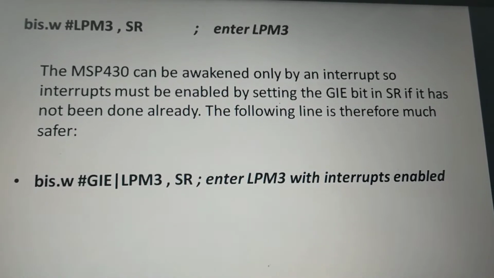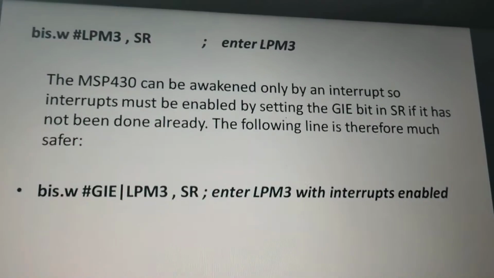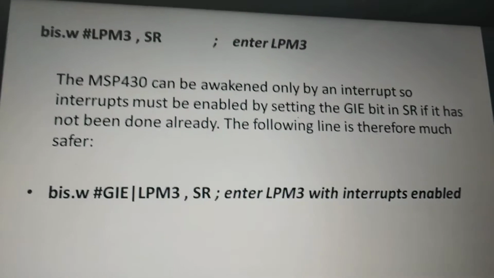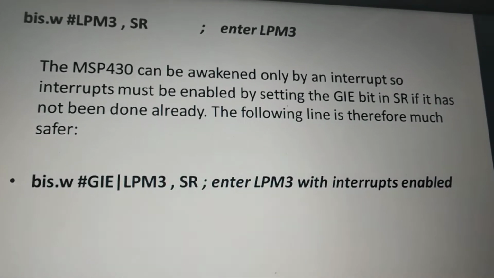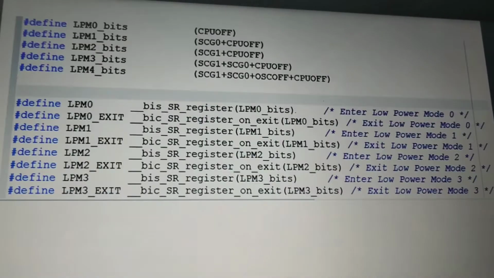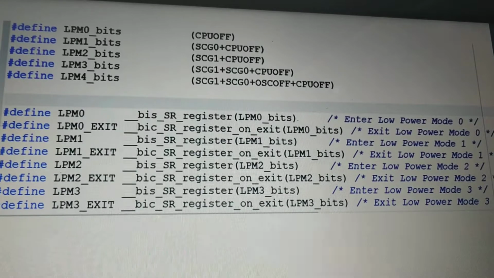Okay, so what do we have to set? We have bit set hash LPM3 bracket SR. So when you say hash LPM3, this LPM3 is already defined in your header file. That is why we can use hash LPM3. So if you go into your header file and see, you will have these definitions. You can see these definitions. So LPM3, you can see.